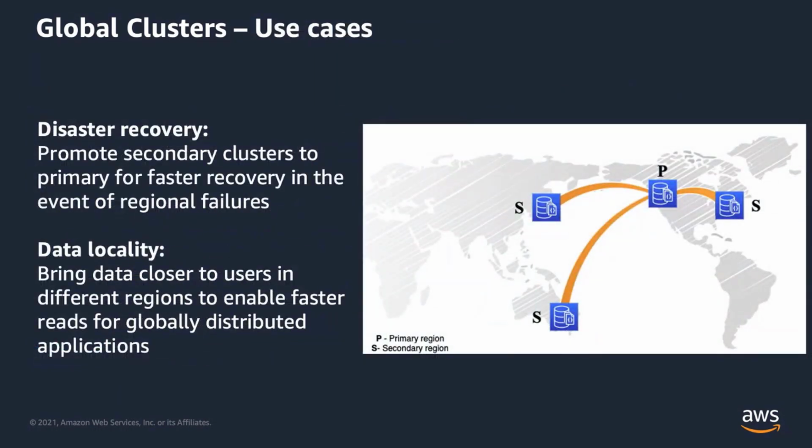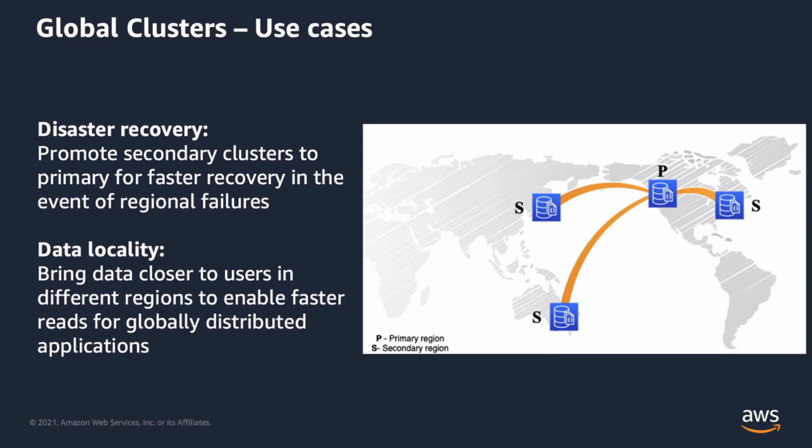So we've discussed what is a global cluster, how to create it, and the best practices. Now let's talk about the use cases for global clusters. The common use cases for this feature are disaster recovery and data locality. Let's start with disaster recovery, right? By adding additional secondary regions, you can configure your deployment for disaster recovery and seamlessly promote secondary clusters to primary.